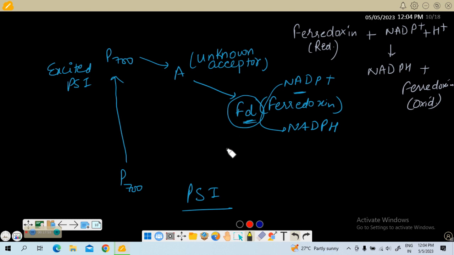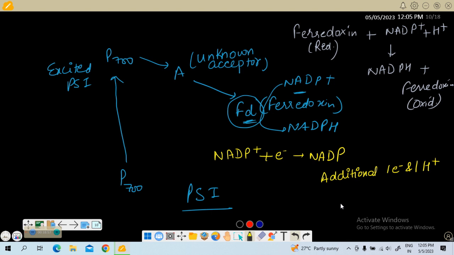The oxidized form of nicotinamide adenine dinucleotide phosphate is commonly abbreviated as NADP positive. During its reduction, one electron is required. If I take NADP positive, it will require one electron to make it NADP. When one electron is added, it becomes NADP. An additional one electron and one proton, that means H positive, make it NADPH.